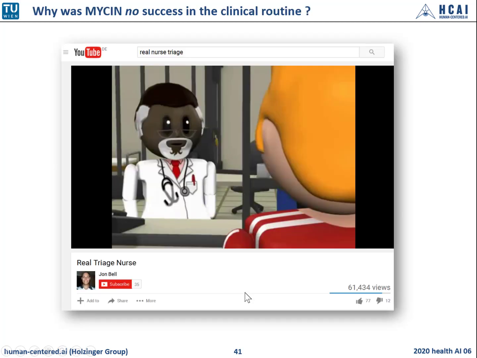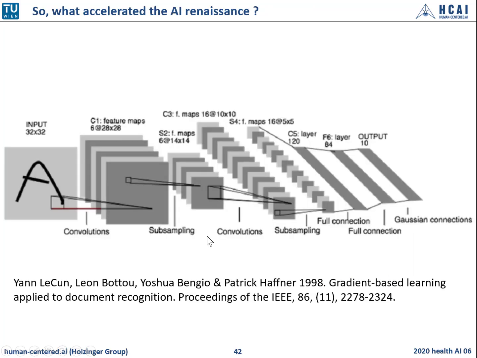Yeah, why was Mycin no success in clinical routine? This is a funny but actually very serious example of why this logic-based system was not a success. So look it up. If you just search for real nurse triage, you get such a cartoon movie, and this explains it by itself.